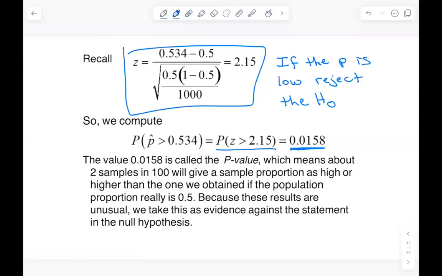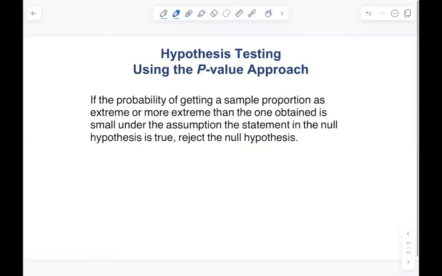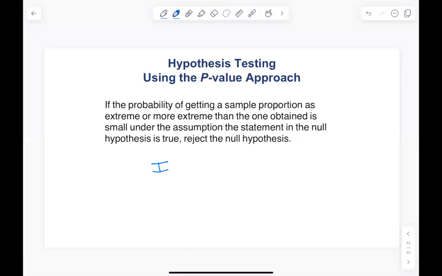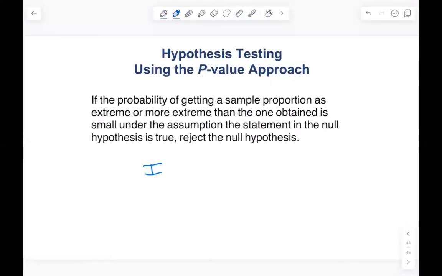Okay, our last slide of the night. Told you this was pretty quick. If the probability of getting the sample proportion as extreme or more extreme than the one obtained is small, then, if your probability is less than alpha, I'm going to rewrite this and make it prettier. If the p-value is less than alpha, reject the null.